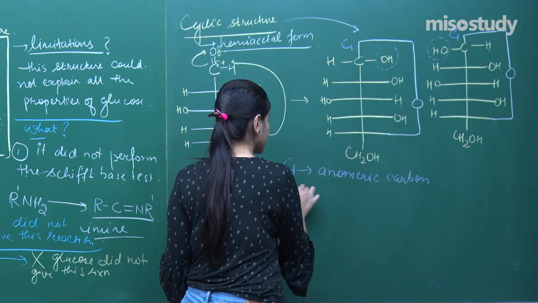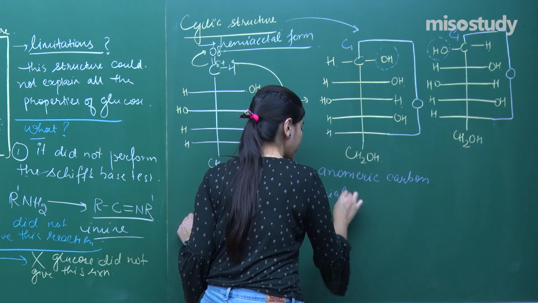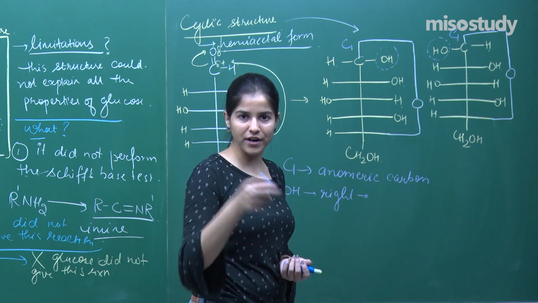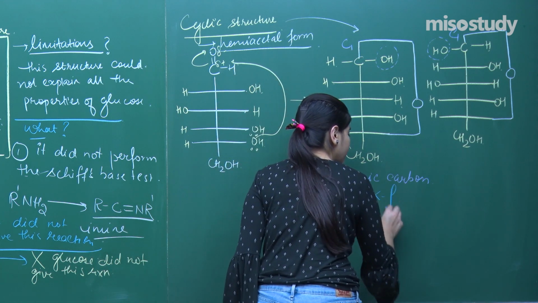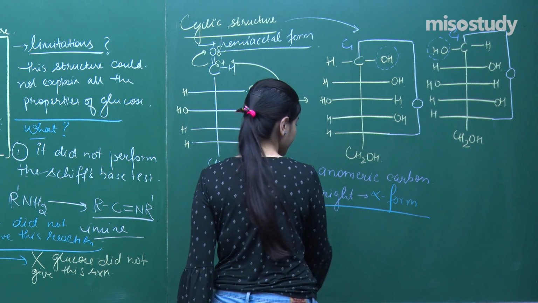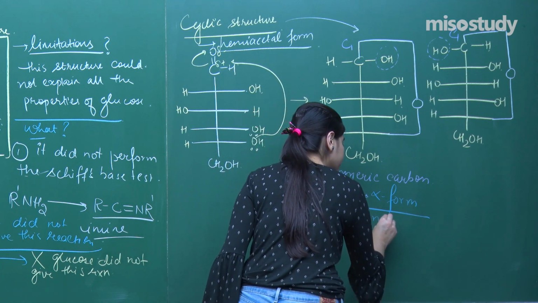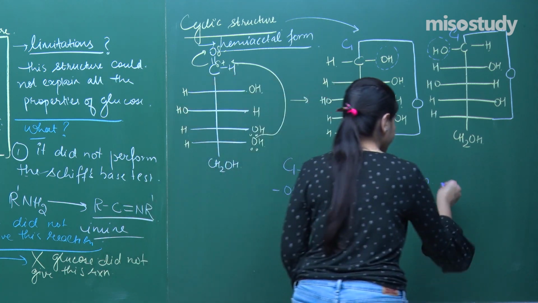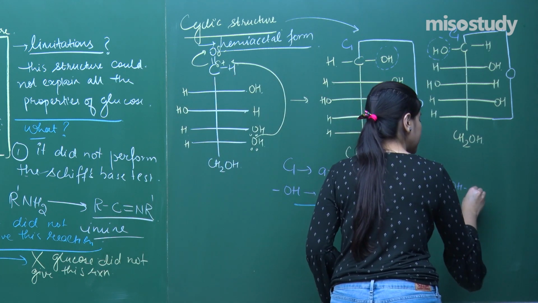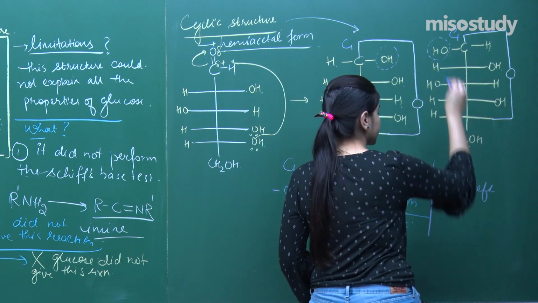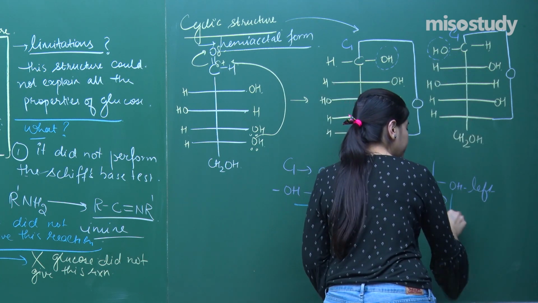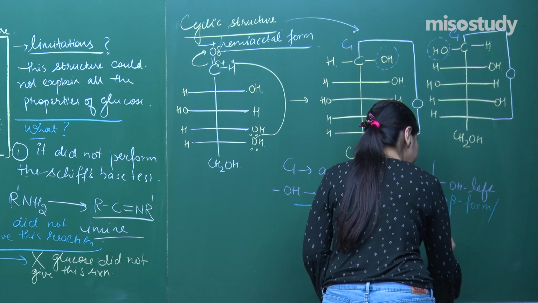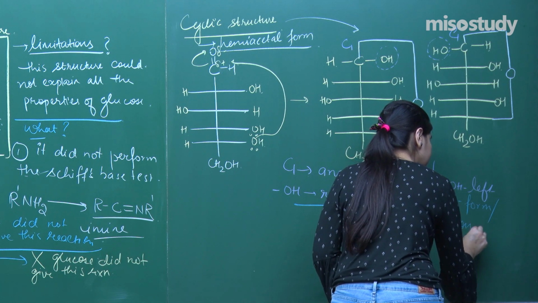And whenever this OH is on the right, it is known as the alpha form. Write this down, that it is known as the alpha form, or I can say alpha anomer. And whenever this OH is on the left hand side, like here, this is known as the beta form or beta anomer. Clear?